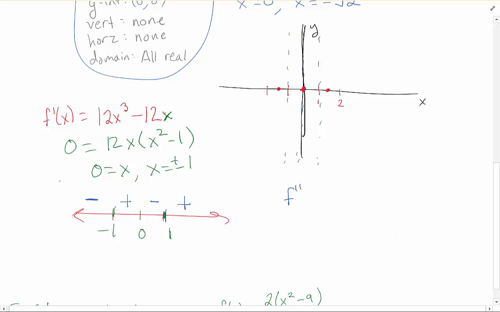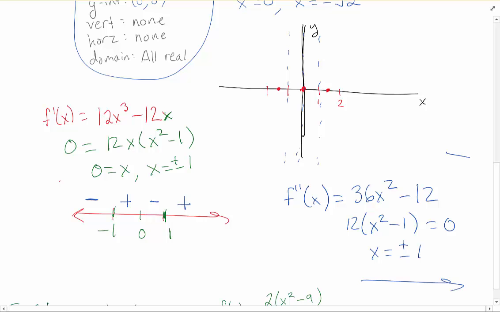Then I do my second derivative, and my second derivative will be 36x squared minus 12. Factor out a 12, we get x squared minus 1. Set that equal to 0, and x equals plus or minus 1. We'll do that number line, negative 1, positive 1. Below negative 1, we'll get positive. Then in between negative 1 and 1, we'll get negative, and then positive.